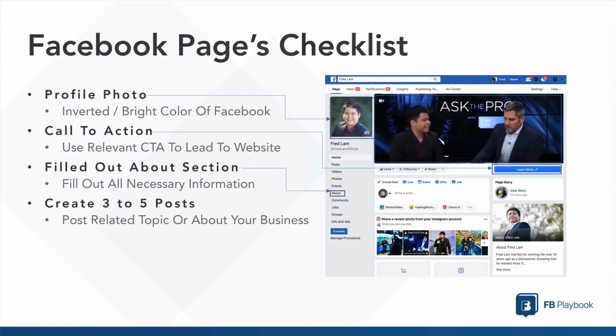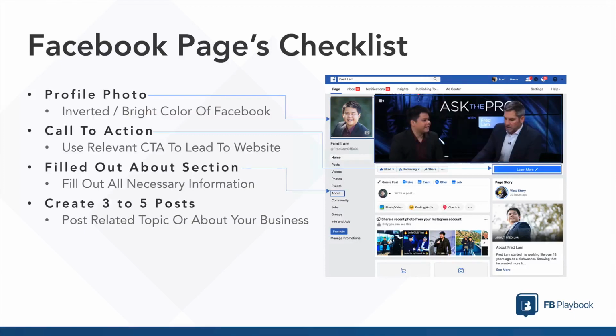The next thing is have your call to action in place. Right under your cover photo, you will have the ability to simply have a call to action in place and lead them to a website or a landing page that you have. Then make sure you fill out the about section. Just fill out all the necessary information and make sure that is all filled out, especially having your website URL in your about page.